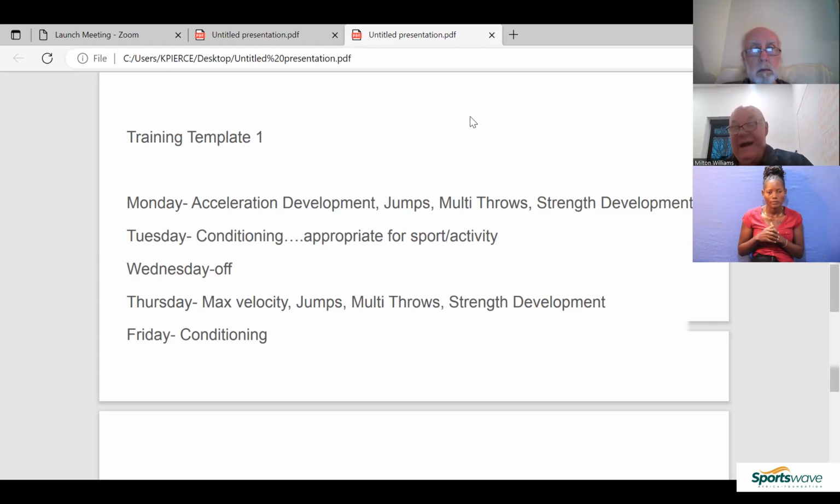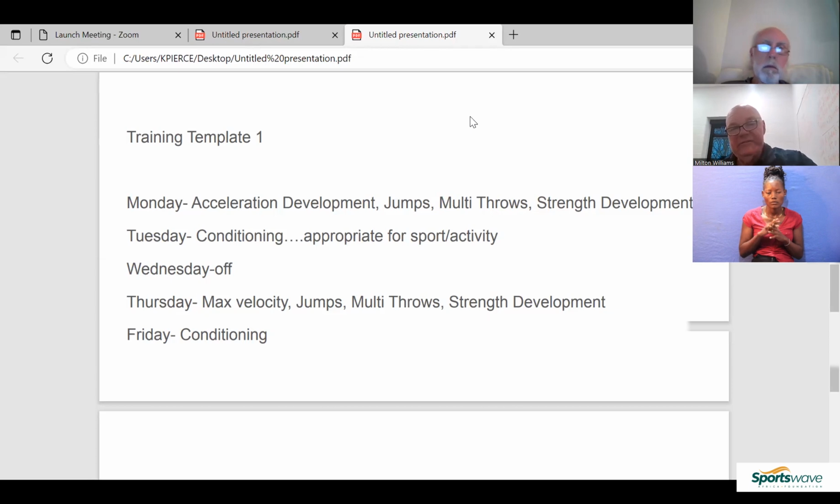Wednesday, totally off. I like days off. I love giving my body, and I know a lot of coaches think it's an opportunity to get better, but to me, that is getting better when you recover. That is my favorite way to recharge the body. Then the next day you come back and repeat the same thing almost, except now we're going to focus more on max velocity.